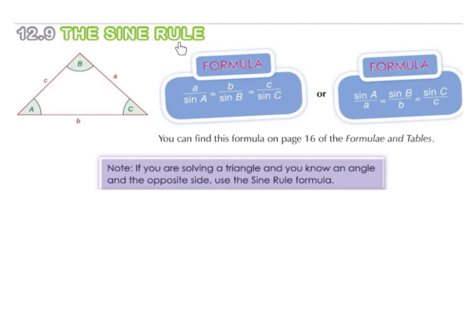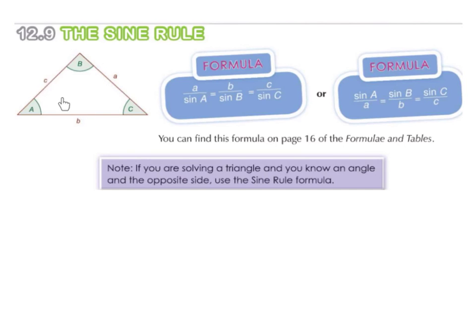The sine rule. When we have a non-right angle triangle and we are trying to find an angle or a side, we can use either the sine rule or what we'll look at in the next video, which is known as the cosine rule. So this video is going to focus on the sine rule.